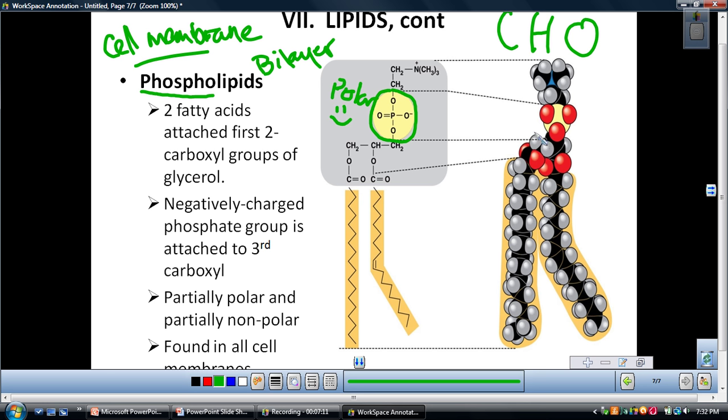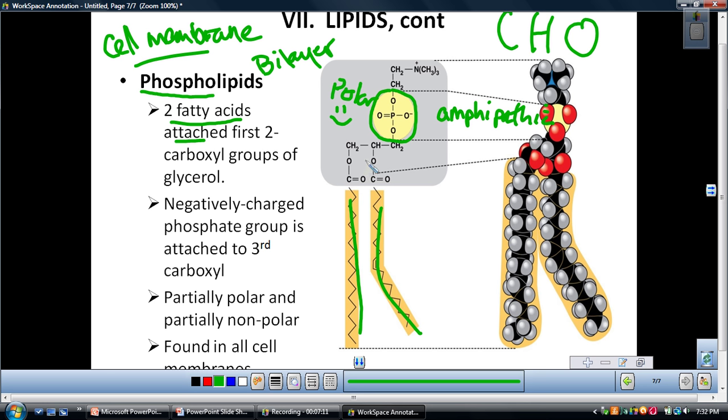There's a word that means the same thing as that in the book. You probably read it. It's called amphipathic, and it means having part of it that likes water and part of it is hydrophobic. So we still have our two fatty acid tails. Okay, we have two of them. Here's one here and one here.